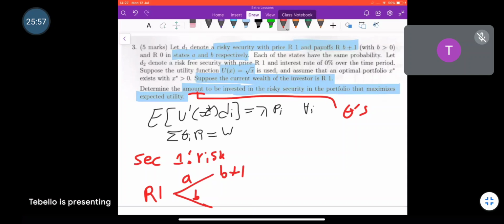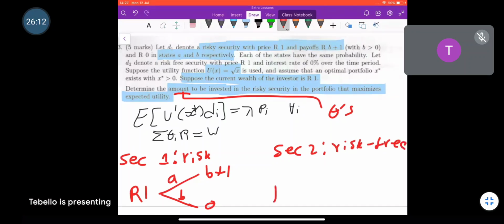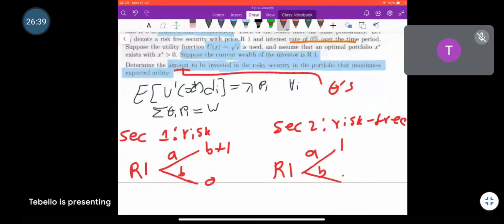And then security 2, which is also called the risk-free security, has a price of 1. There are 2 states. Under state 1, you're still going to have 1 because it says that it pays 0%, and they did not mention any dividend, so it pays you nothing. So you gain no interest from your investment. That's why the investment is going to remain the same, 1.